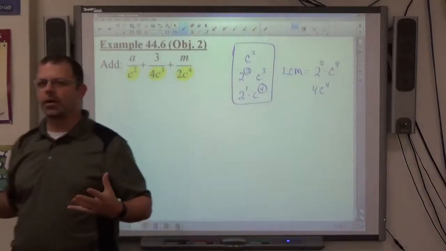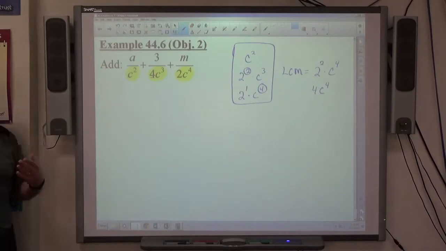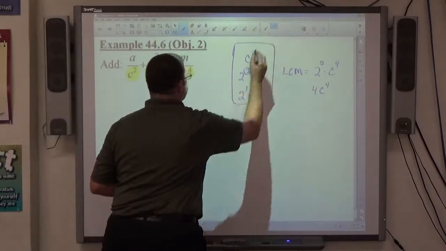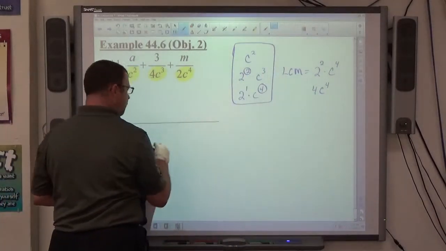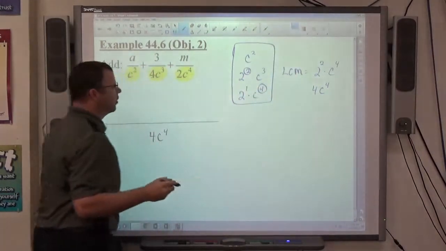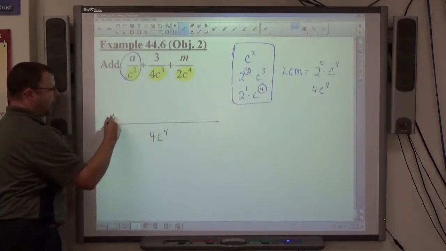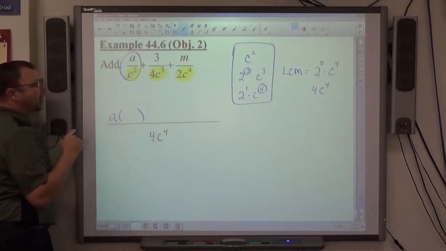So again, that's job 1. You look at the denominators, you find the least common multiple of the denominators, that's the least common denominator. So, big fraction bar, 4c to the fourth goes in the bottom. And then again, it's just a question and answer session for yourself. How did the bottom change to make what I wanted to happen? A is on top. Look at each thing individually.